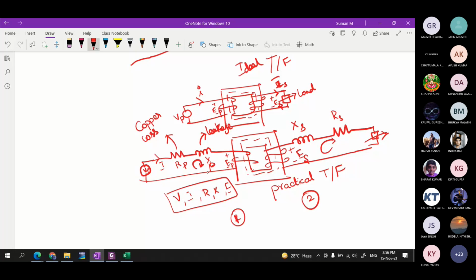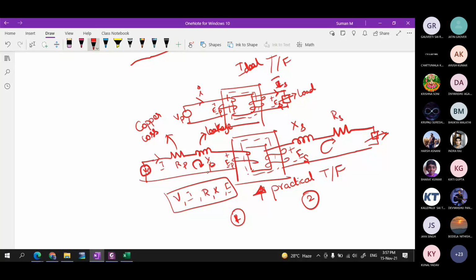Okay, now I want this to be represented as a single equivalent circuit so that I can analyze the circuit easily. In order to do that, what we have to do is remove this magnetic part. How can I remove this magnetic part?